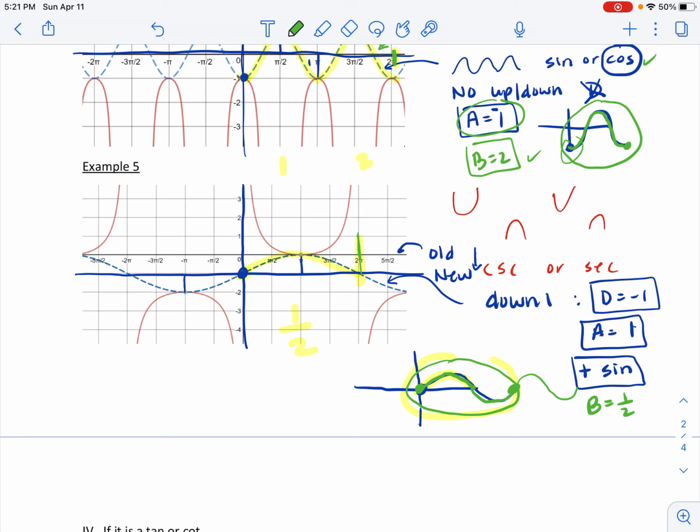Now, you guys, look, I can't give you crazy ones here. I'm not going to give you like 3/4 or something like that for b, okay? 1/2 is probably going to be the grossest thing I'm going to give you, all right?